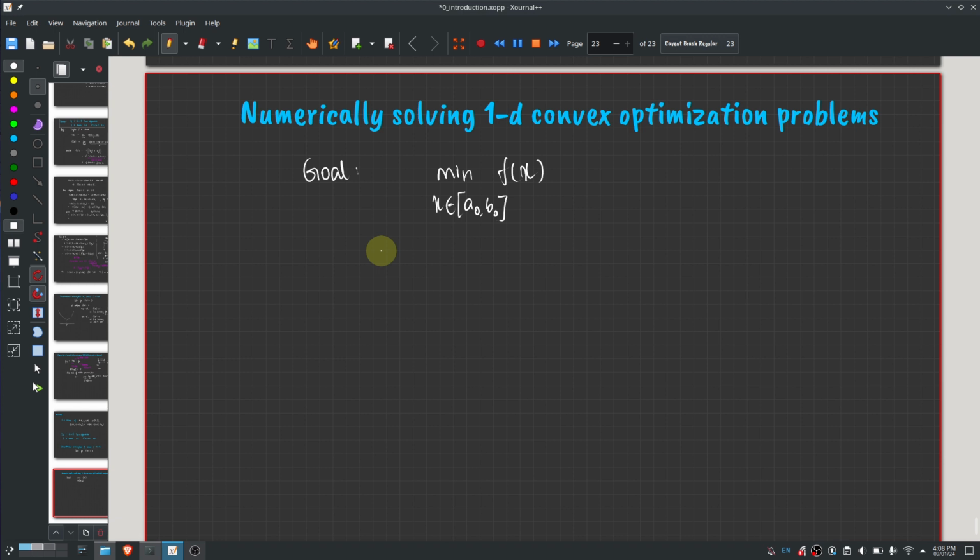Okay, so the question is, suppose I want to solve this particular problem, then how do I go about solving this? So the first couple of algorithms that we'll see essentially try to reduce this search space. So right now the search space is the interval from a0 to b0, and we'll try to iteratively reduce this search space. So shrink this interval down in multiple steps so that we get down to a sufficiently small interval where this minimum is going to be located. All right.